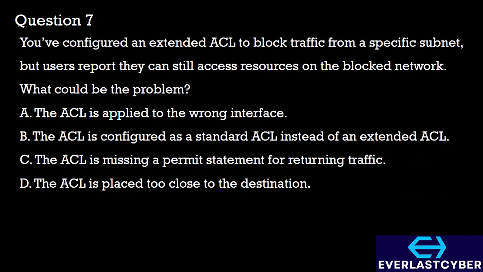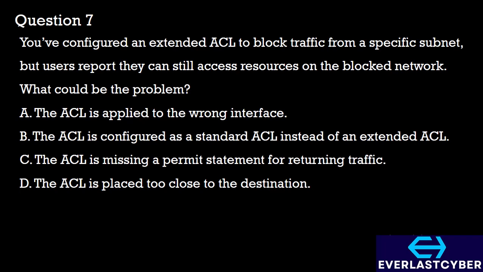Question 7. You've configured an extended ACL to block traffic from a specific subnet, but users report they can still access resources on the blocked network. What could be the problem? A. The ACL is applied to the wrong interface. B. The ACL is configured as a standard ACL instead of an extended ACL. C. The ACL is missing a permit statement for returning traffic. D. The ACL is placed too close to the destination.